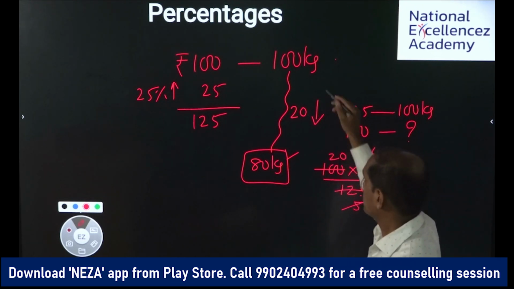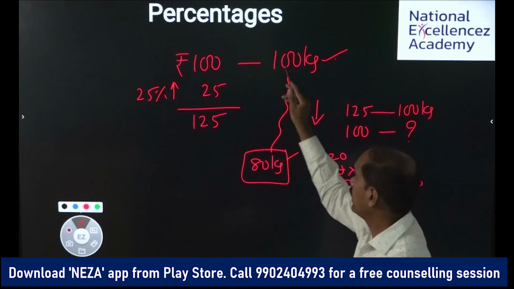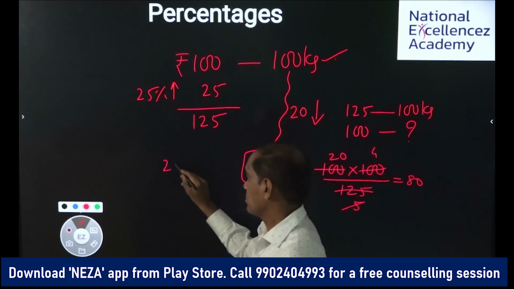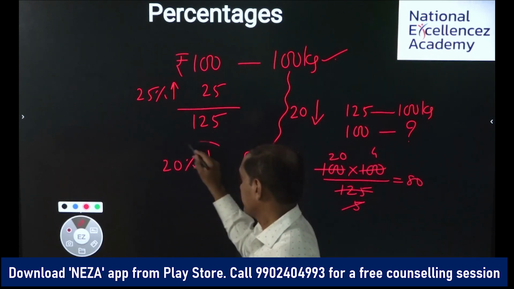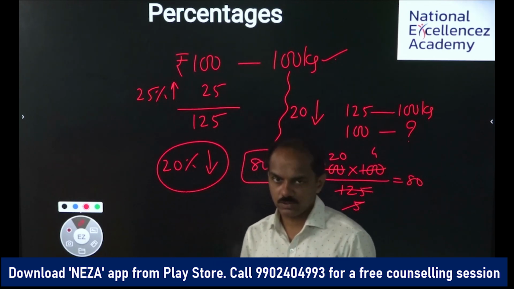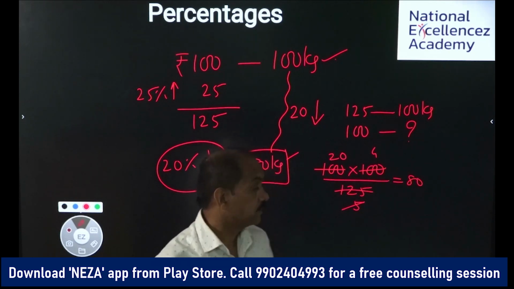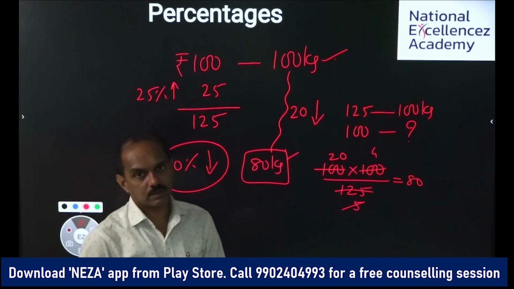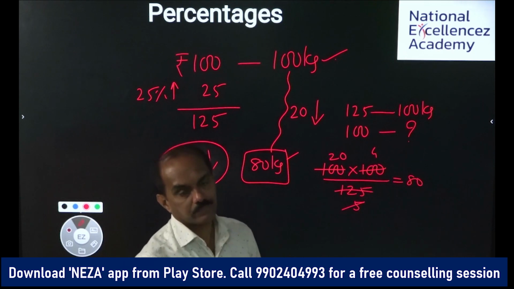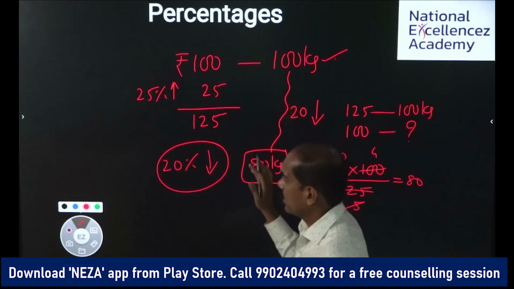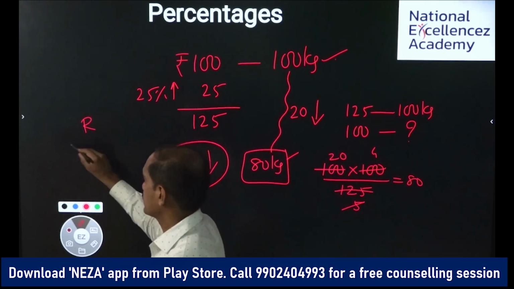This rise or fall is always on the original figure. For every 100, 20 less. So 20% should be reduced. Its consumption should be reduced by 20%. This is without using the earlier formula. Okay. So instead of doing all this, you can go with this.